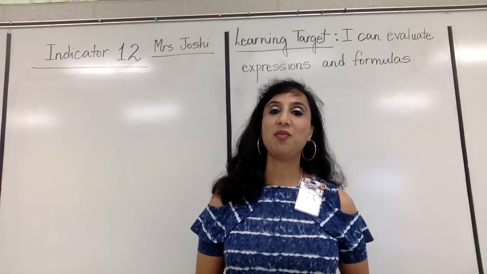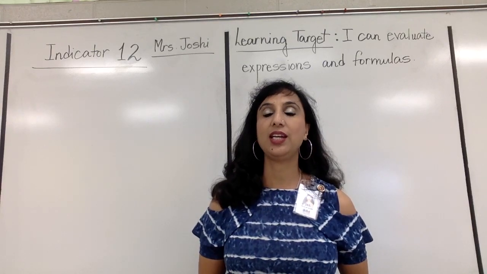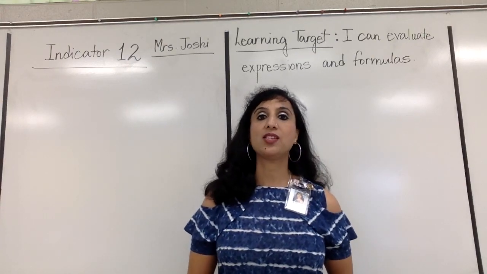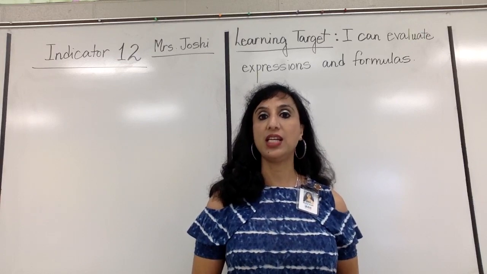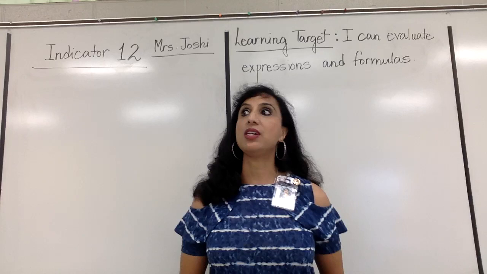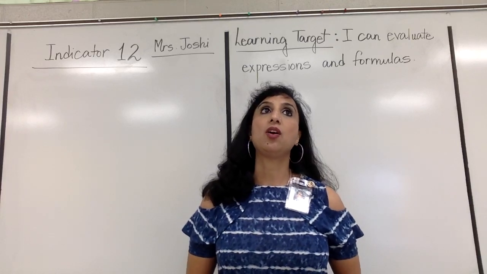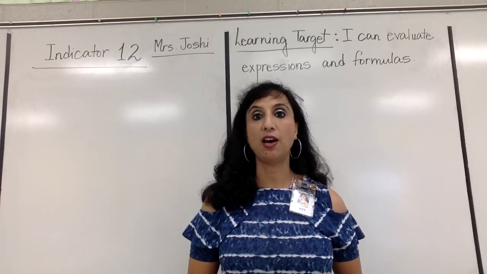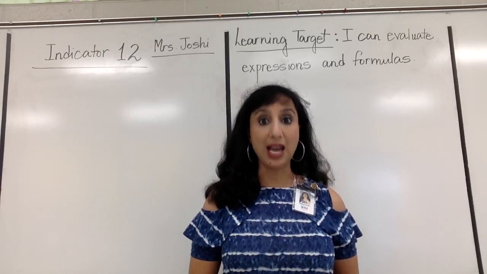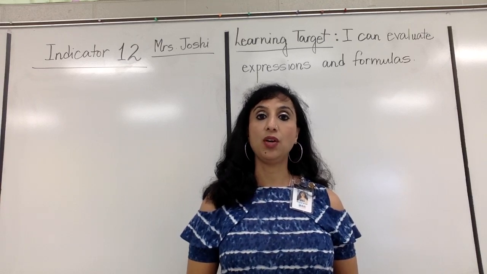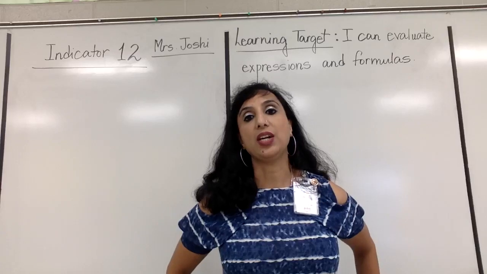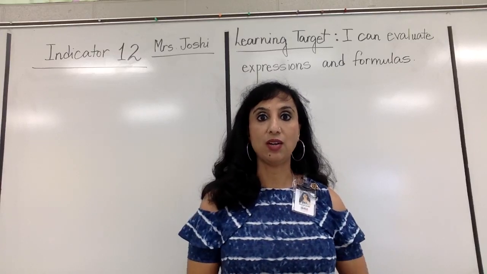Hey guys, we are going to be beginning Unit 4 today. And Unit 4 comprises indicators 12, 13, and 14. All right, so indicator 12 is all about areas and formulas for triangles and other quadrilaterals besides your trapezoid. We are going to do trapezoid in indicator 13. That's a separate indicator all on its own.